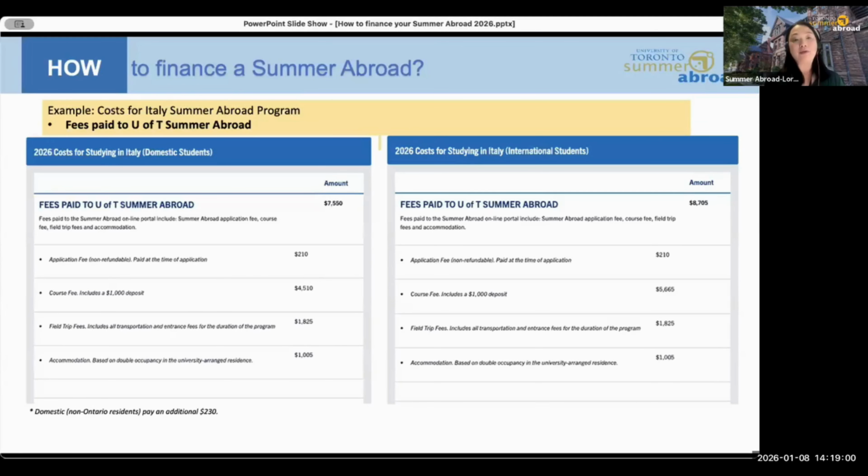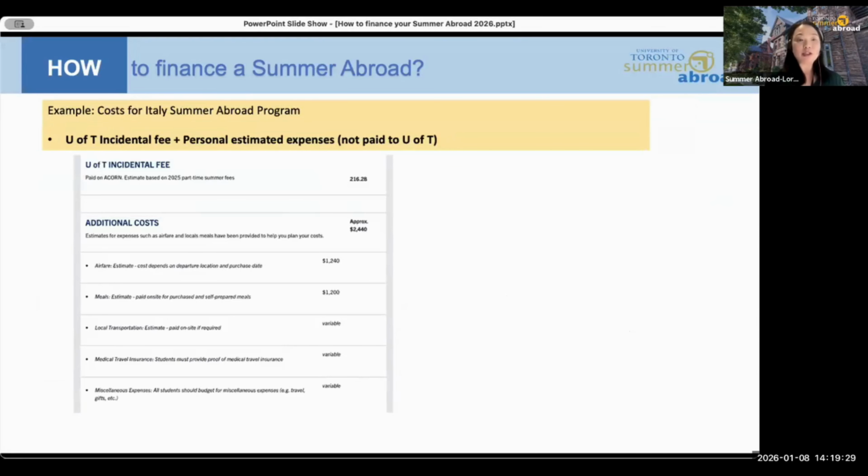If you're currently at the University of Toronto paying international tuition fees, the cost on the right-hand side for international students would apply. You'll notice on the screen, we've already broken it down because we want to be transparent. We want you to have a better understanding of what fees paid to summer abroad means. So we've listed application fee, course fee, field trip fees, and also accommodation. So that's available to you, so you have an understanding of how cost works. In addition, as I mentioned, you'll have incidental fees and additional costs. These are all estimates. Again, it really depends on what your preferences would be for airfare, meals, etc.